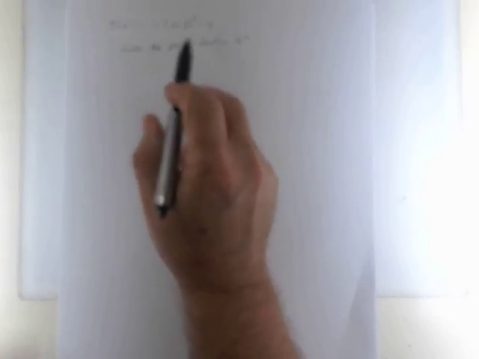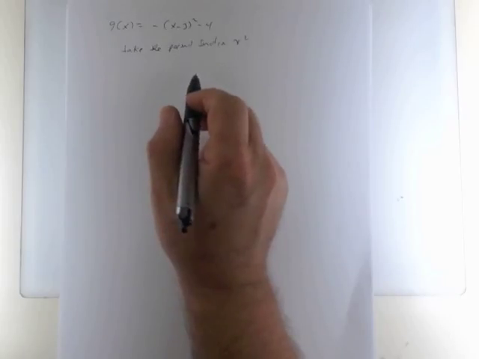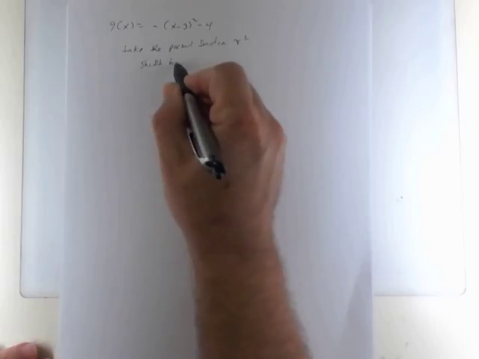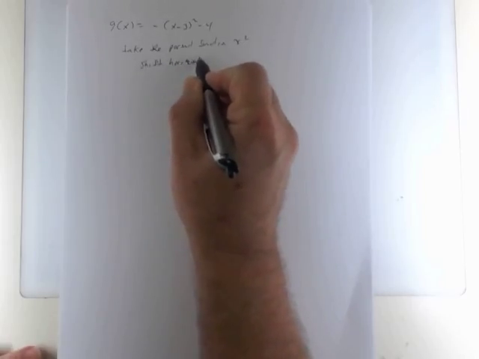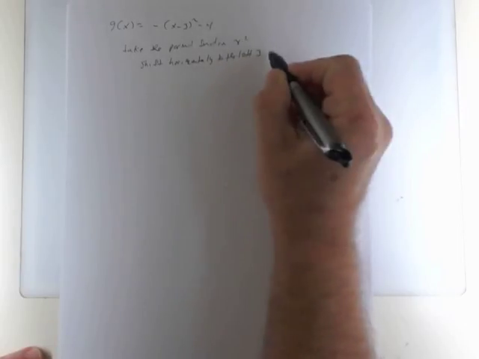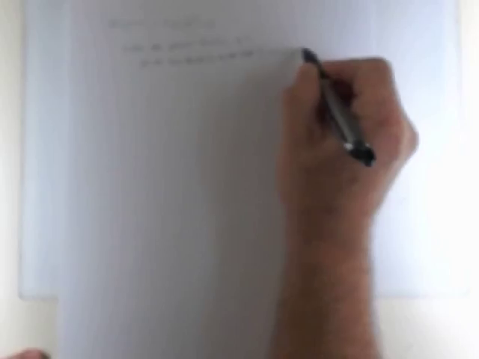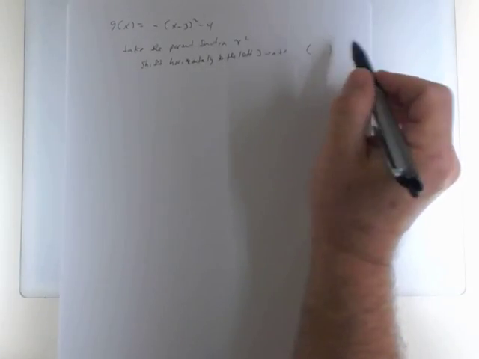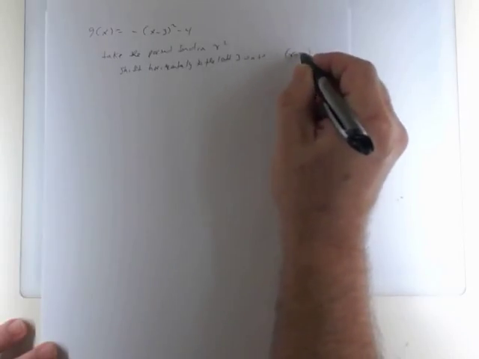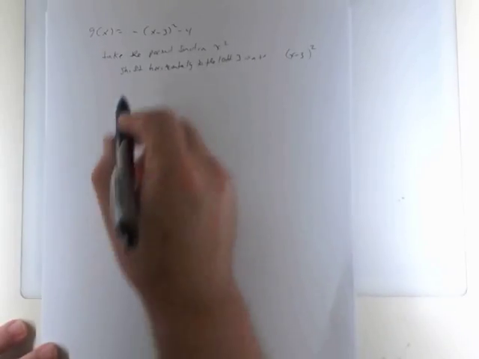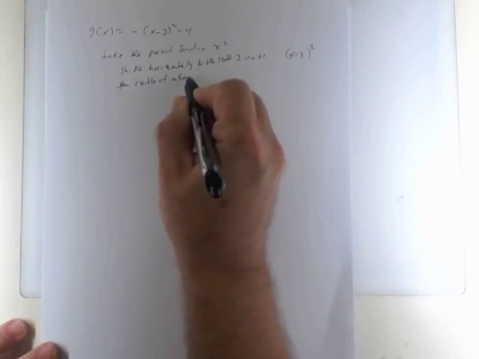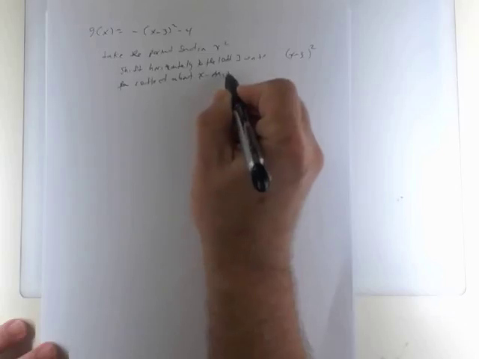okay? Then I shifted horizontally to the left 3. So when I say shift horizontally to the left 3 units, what does that function look like? It'll be what here? Minus 3 squared. Okay? Then reflect about the x-axis. So what would this then look like?